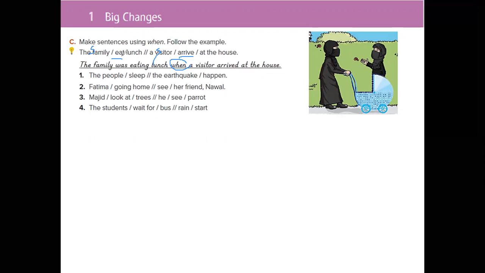The first verb eat, change it into past progressive tense. Was eating. We use was because the subject is singular. The family was eating lunch when. What about the second verb arrive? It's changed into past form. Arrived. It's a regular verb, so we will add ed. Okay?